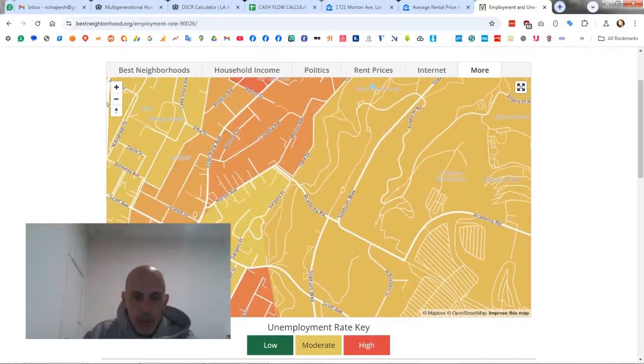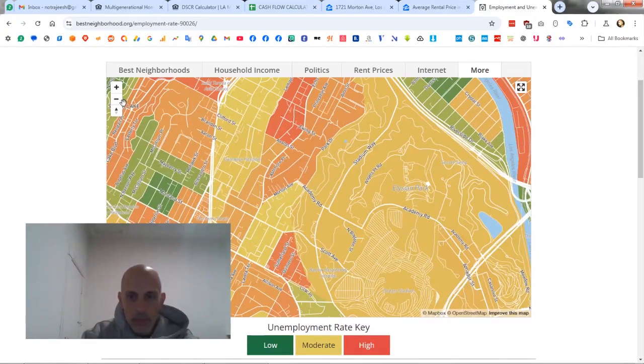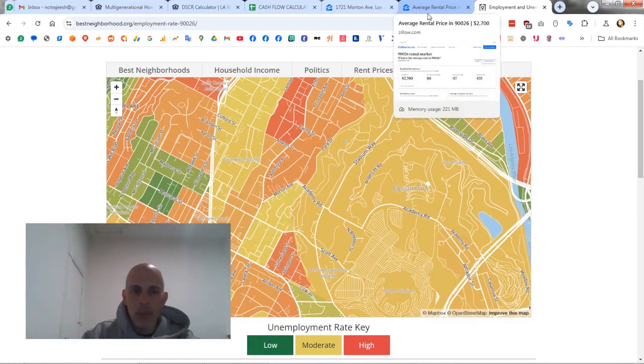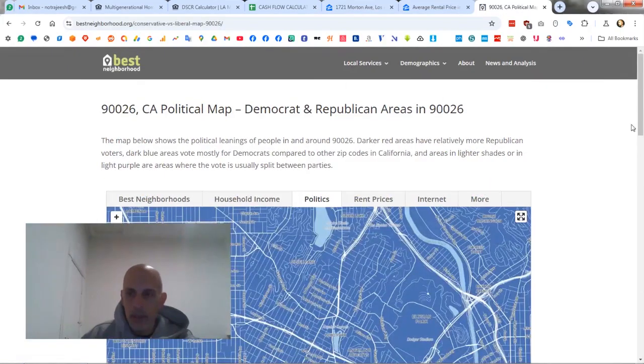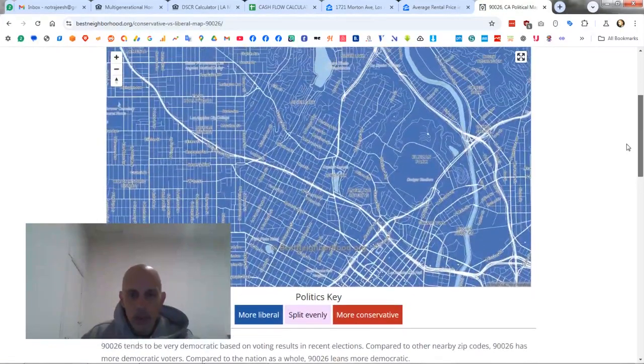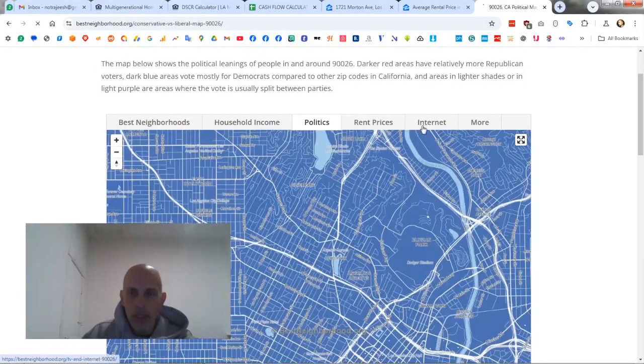There we go. So it's got high unemployment rate, high to moderate unemployment rate. That might be why the property is going for so cheap. That's a weird thing, because it's like saying it's the best neighborhoods but has a higher unemployment rate. Let's see what politics looks like around here. Not that I care. More conservative, pretty liberal. As you can see, it's a pretty liberal area.